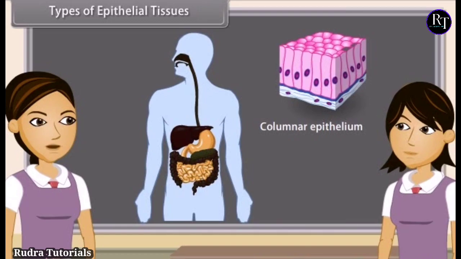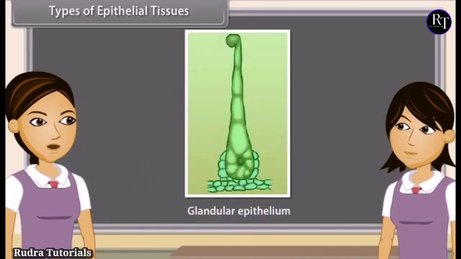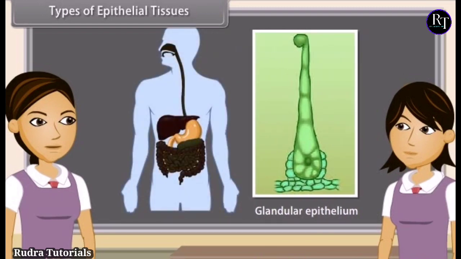The columnar epithelium is sometimes modified to form glands which secrete certain chemicals and it is thus converted into glandular epithelium. It is found in the mucous membrane of stomach, sweat, and oil glands.